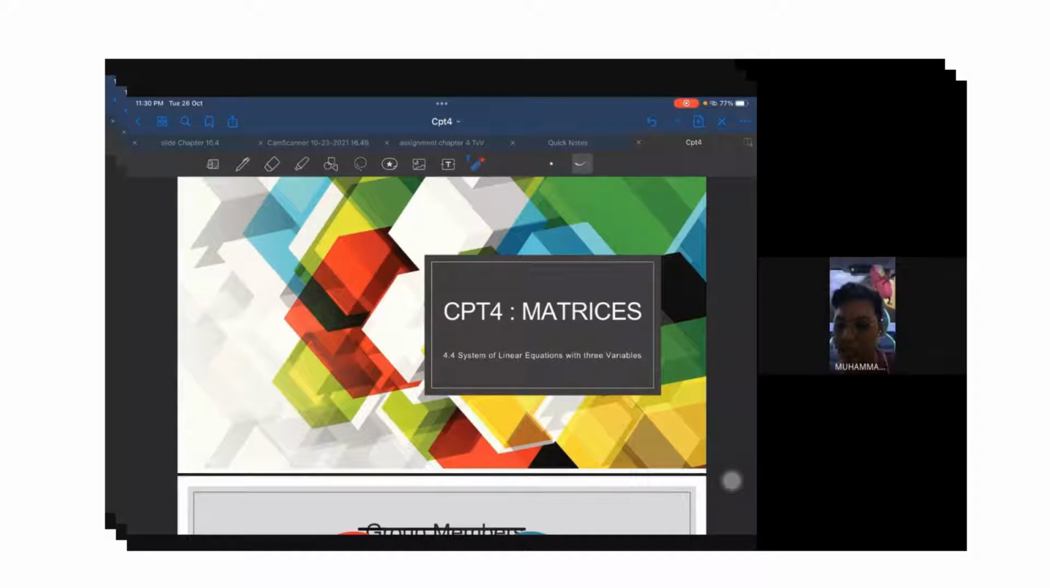Today we will present about chapter 4 matrices, 4.4 system of linear equation with three variables.